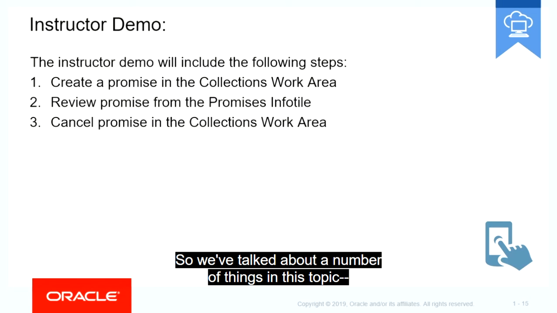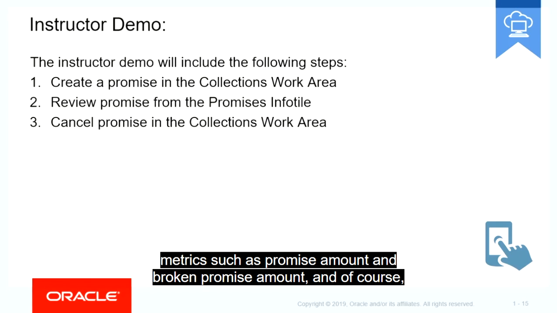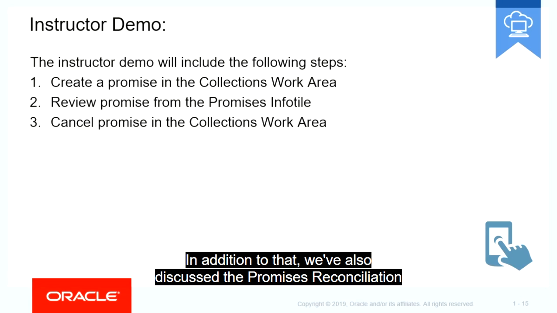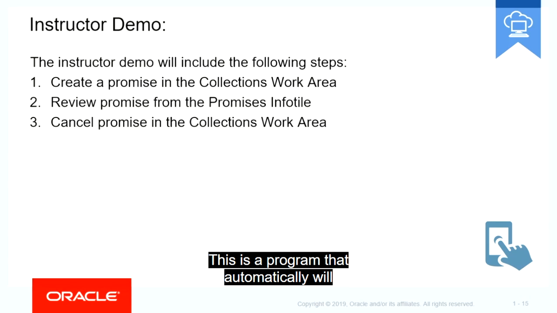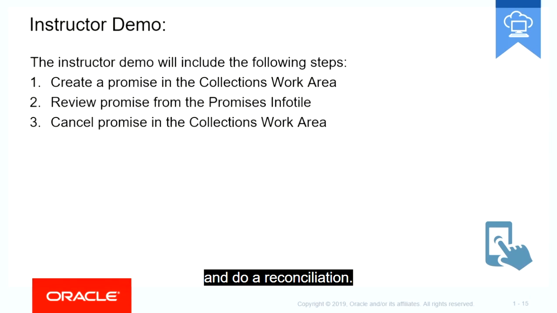So we've talked about a number of things in this topic. Features such as creating payment promises for one or multiple transactions, metrics such as promise amount and broken promise amount, and of course the promises Infotile that can help a collector focus on promises that customers have made, as well as the promise reconciliation report. That's a report that can provide a collector with very critical information about payment promises. In addition to that, we've also discussed the promises reconciliation process or program. This is a program that will automatically look at the promises made by a customer, compare those to payments made, and do a reconciliation.